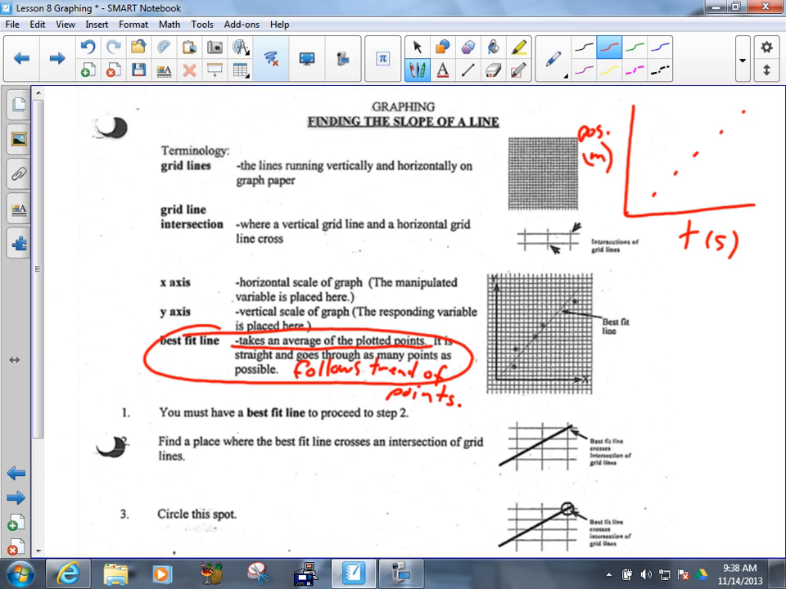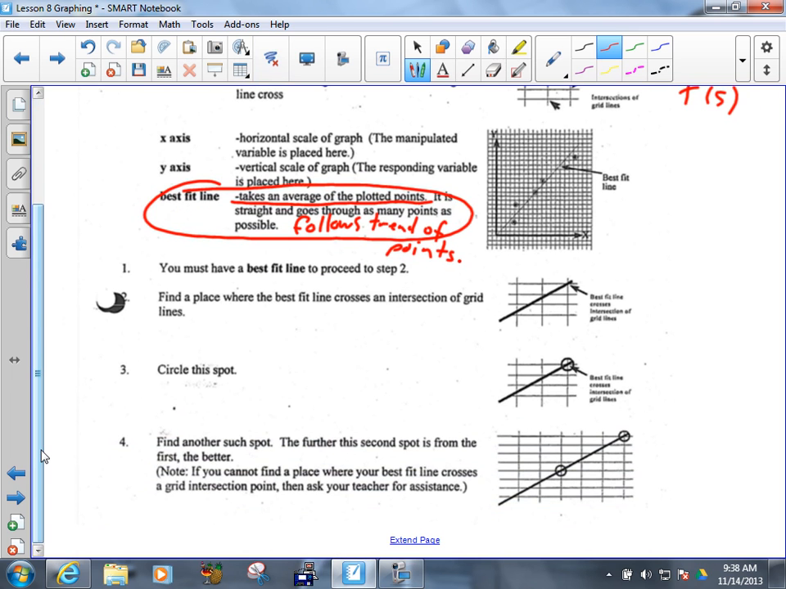So it follows the trend of your points. It does not, I repeat, not connect the dots. This is not grade 2. A pretty picture will not form as a result of connecting the dots on your graph. So don't connect them. You don't have to anymore. Once we have points plotted, if we've got these points here, this is a very good best fit line that they've drawn. Some of the points are below, some of the points are above, but the line generally follows the trend, which is upwards. Does everybody follow me there?